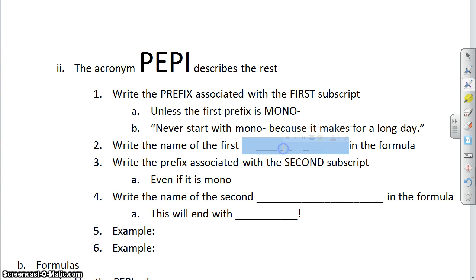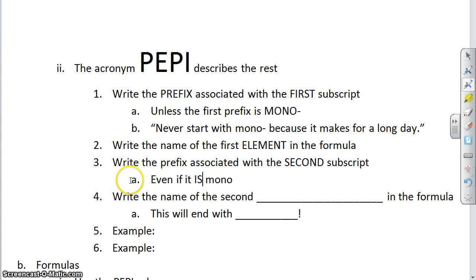And so that's just a little way to remember, never start with mono. Any name should not start with mono at the very beginning. But otherwise, we're going to start with the prefix associated with the first subscript. Next, we're going to write the name of the first element in the formula. Next, we got the first prefix, the element, and then we go to the next prefix. Write the prefix associated with the second subscript, even if it is mono. We can put mono in the middle.